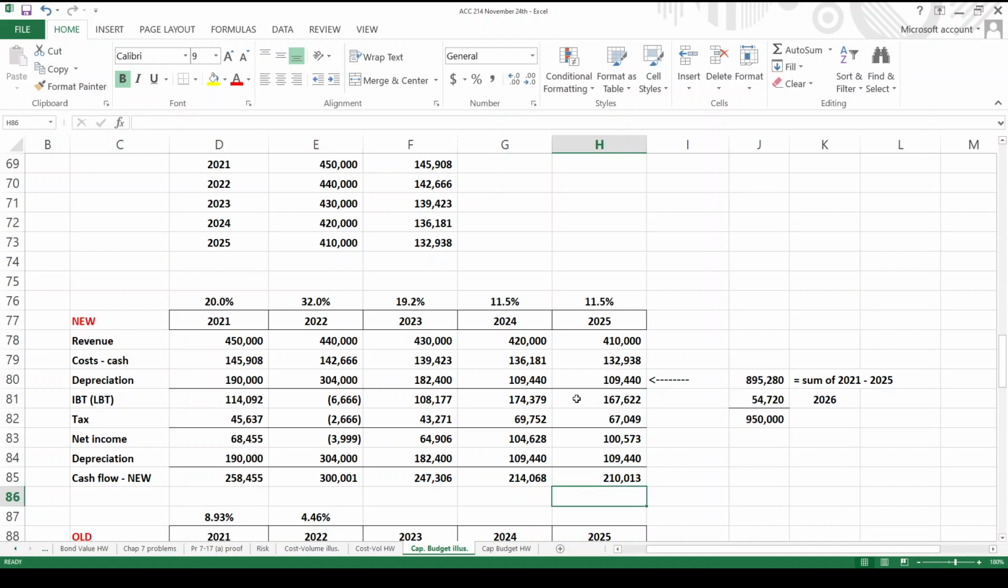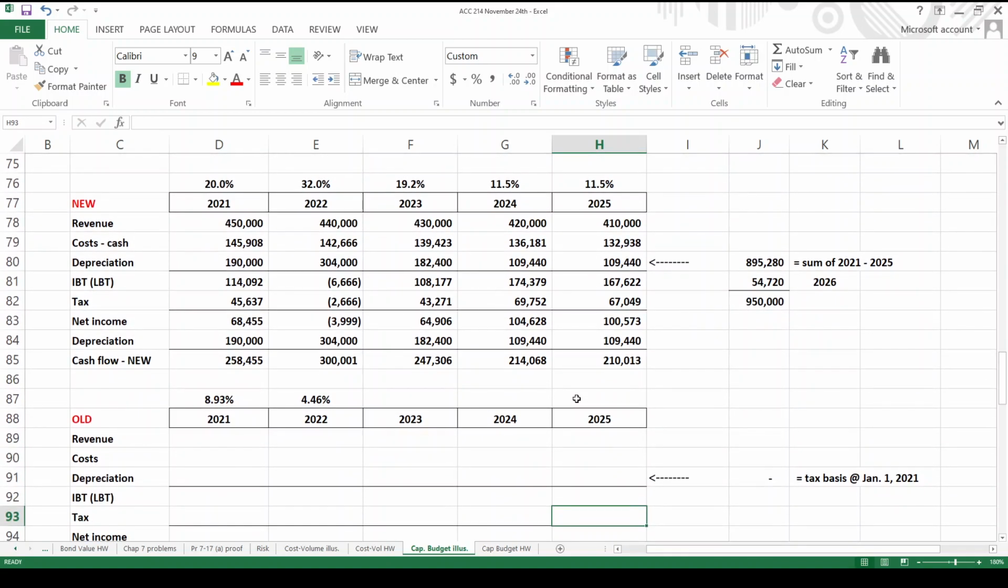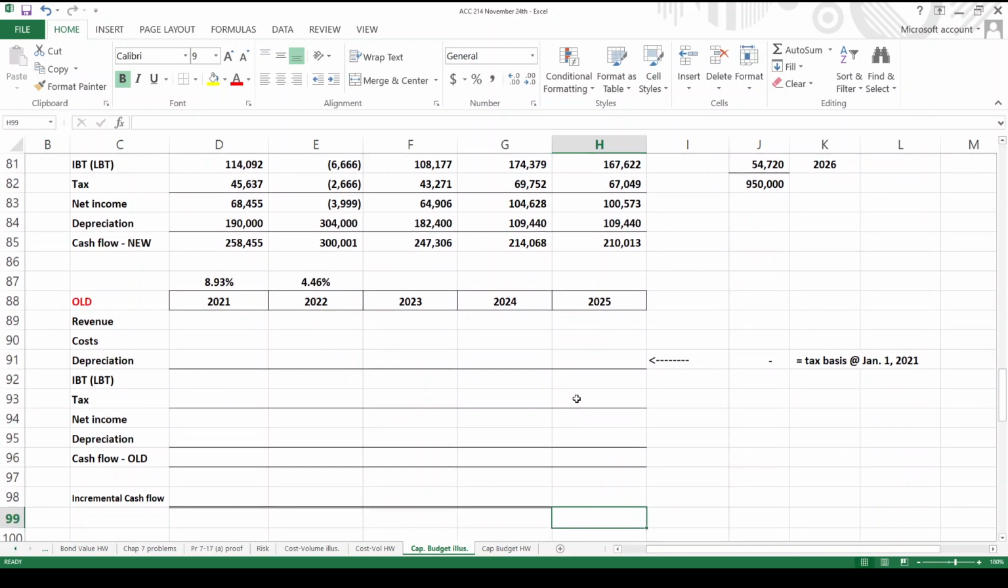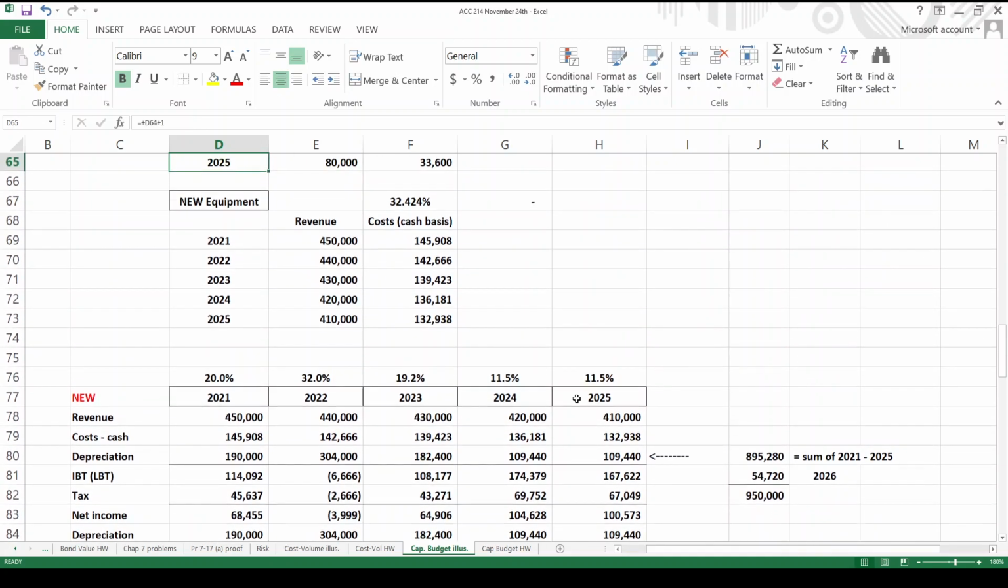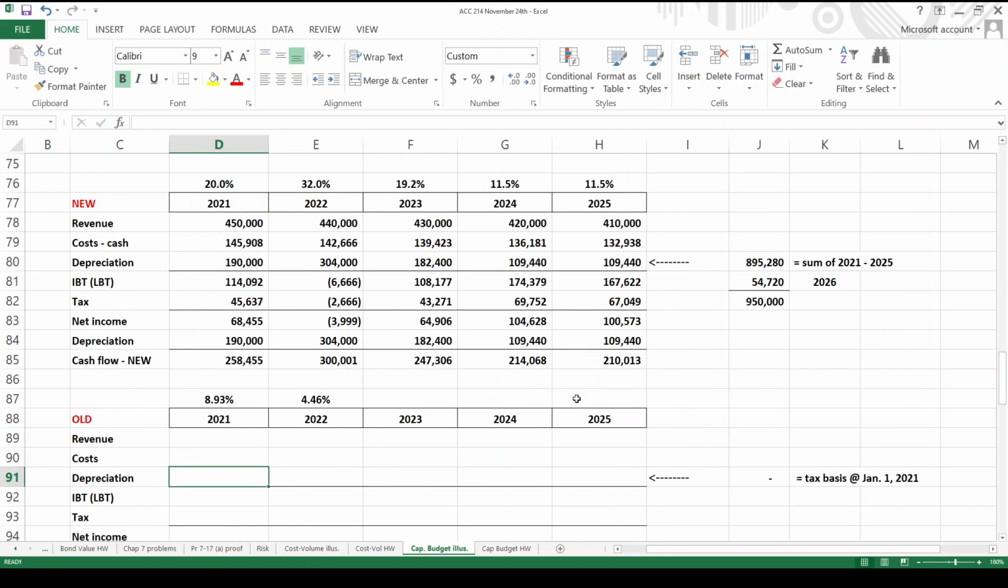However, if we do this, we do not get the money that we would have gotten had we kept the old equipment. So we have to make the same calculation for the old equipment. So let's see. Let me go over here and grab the revenue number. The revenue number is $100,000 for starters, and then moves down by $5,000 a year. So I'll put a little formula in here. Minus 5,000.